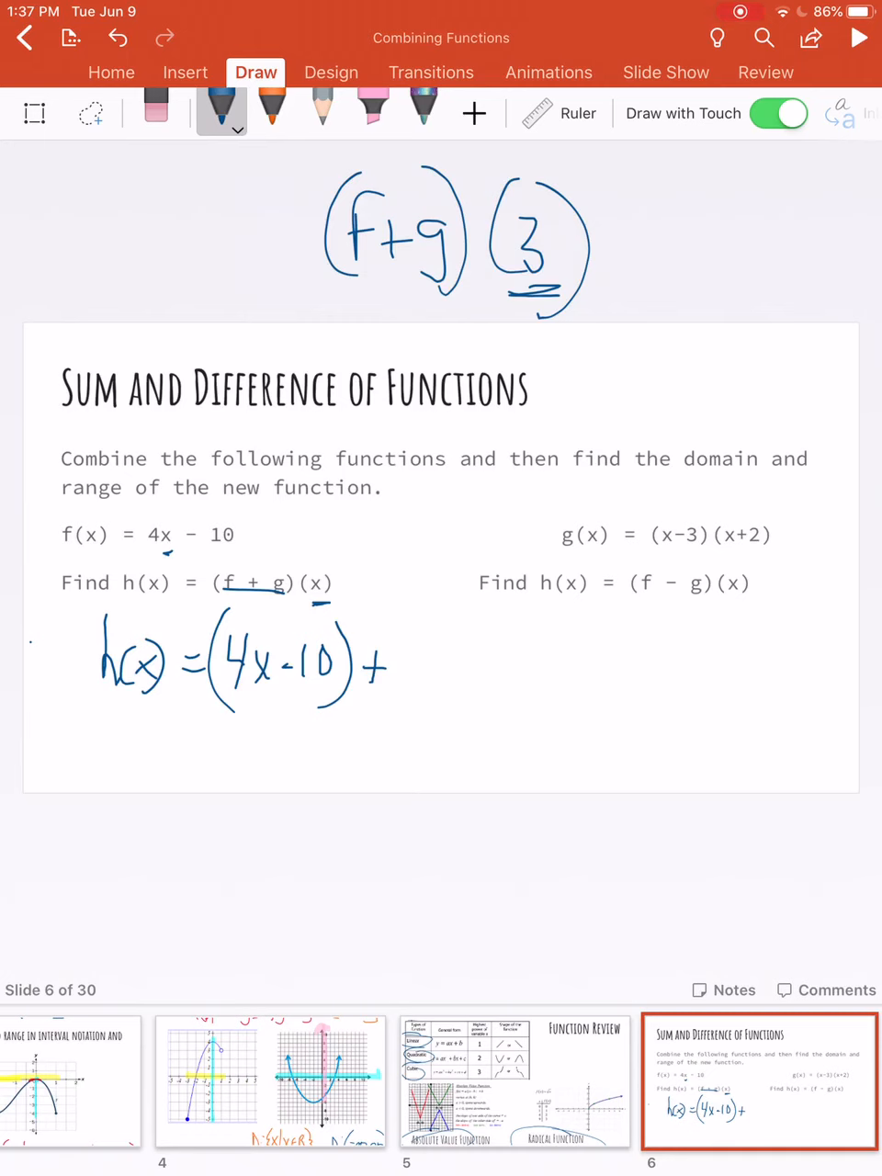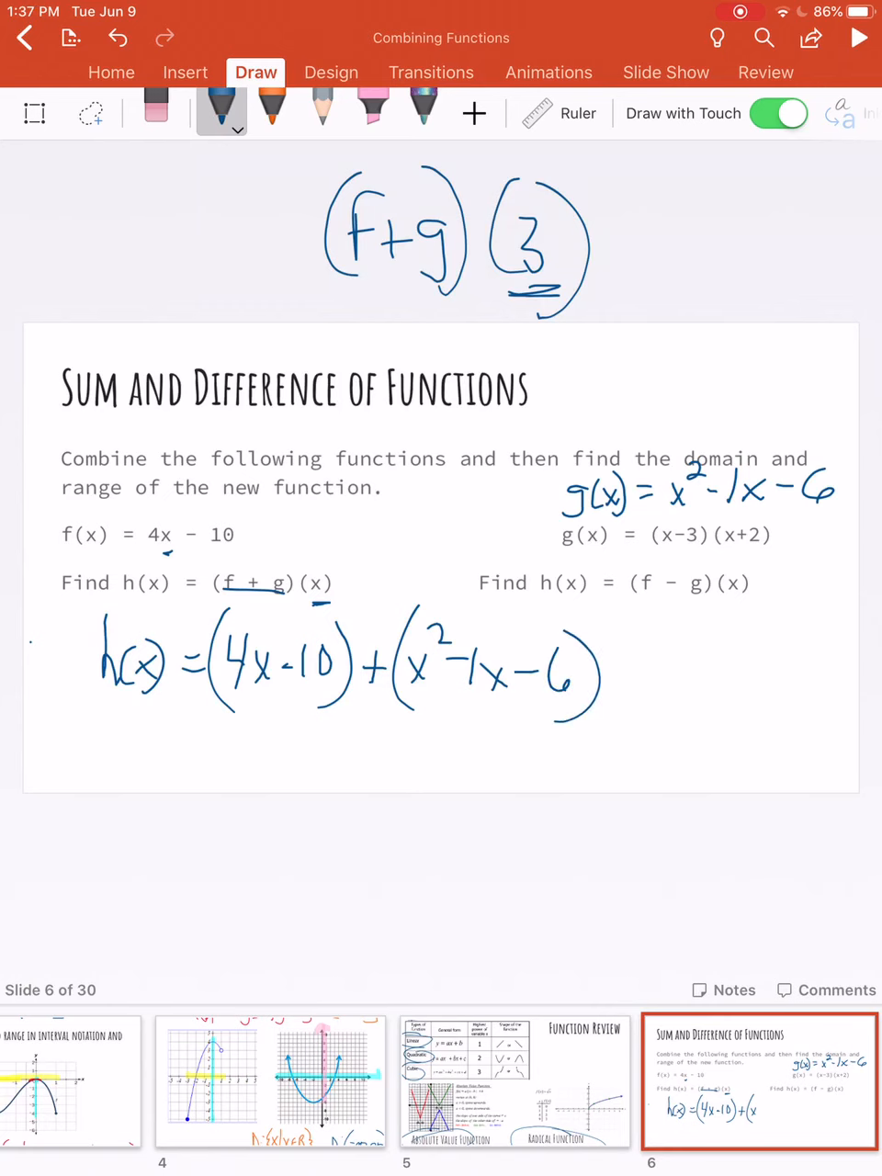So what I might actually do is I might go ahead and expand this first before I substitute it in. So you can FOIL this out if you want to, but really it ends up giving you x squared minus 1x minus 6 after you FOIL it all out. Okay, so let's go ahead and add these. So this is my f function, this is my g function.